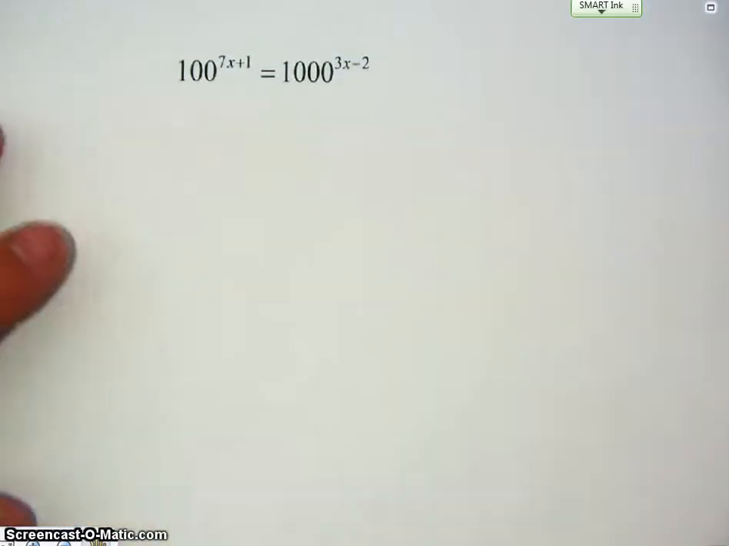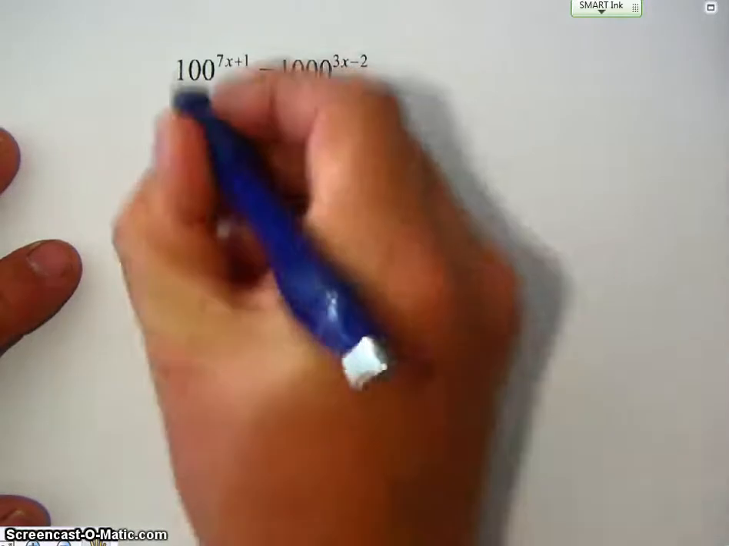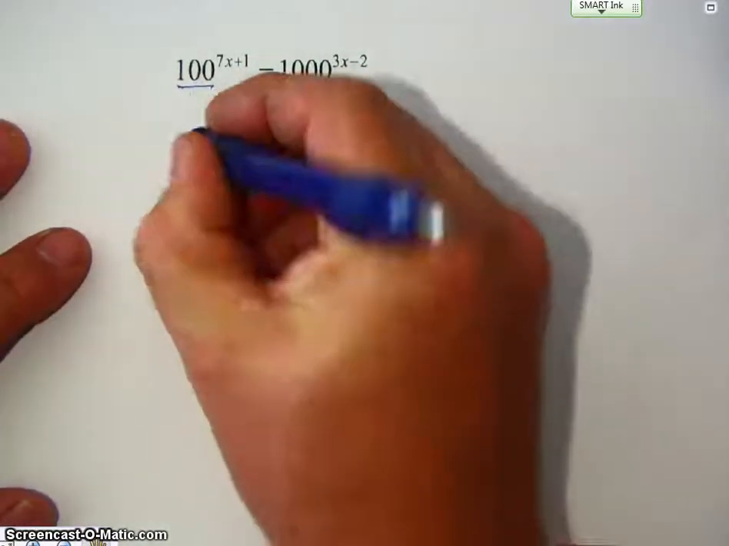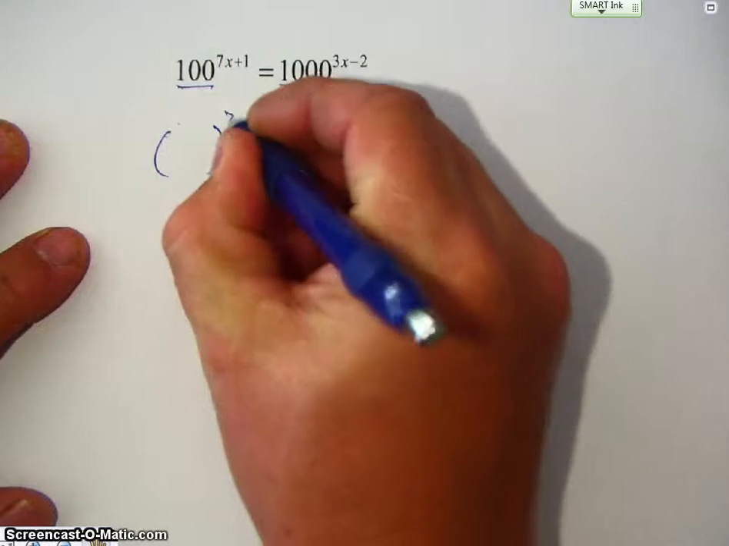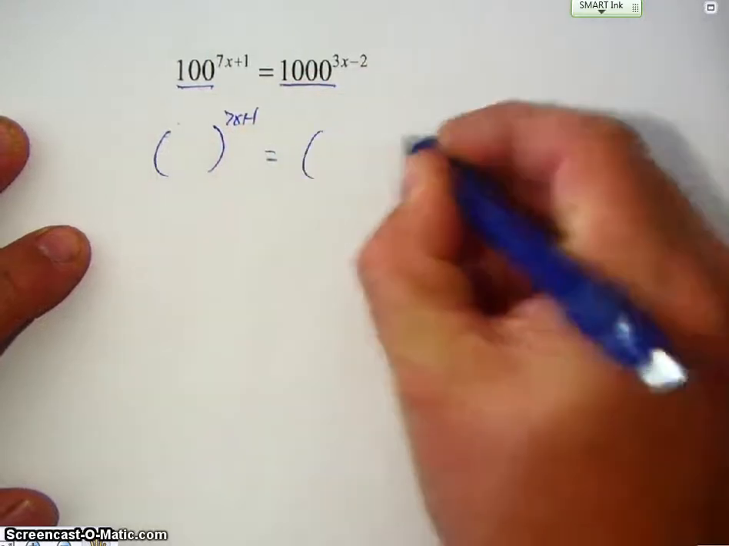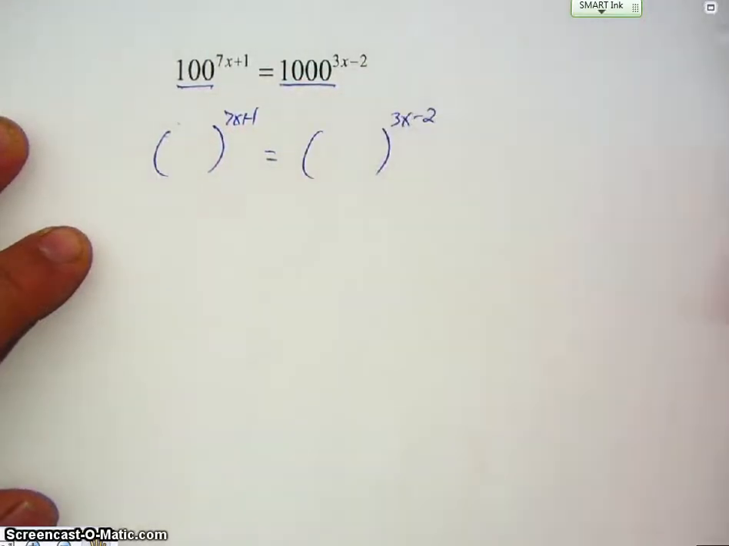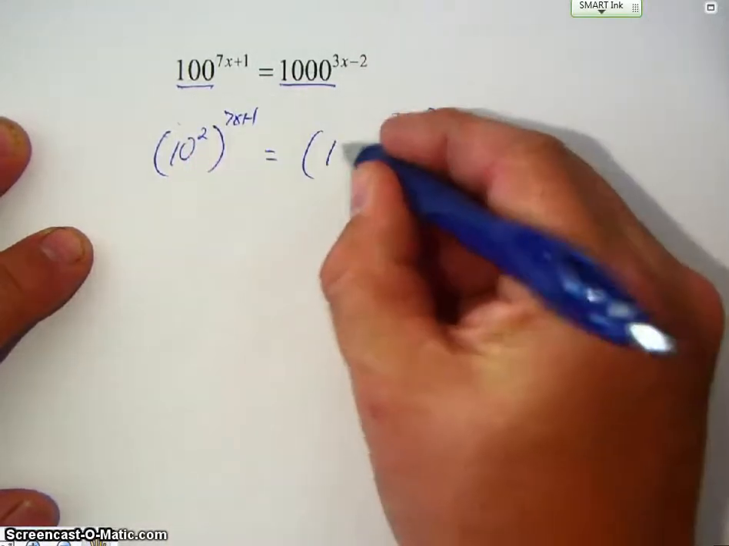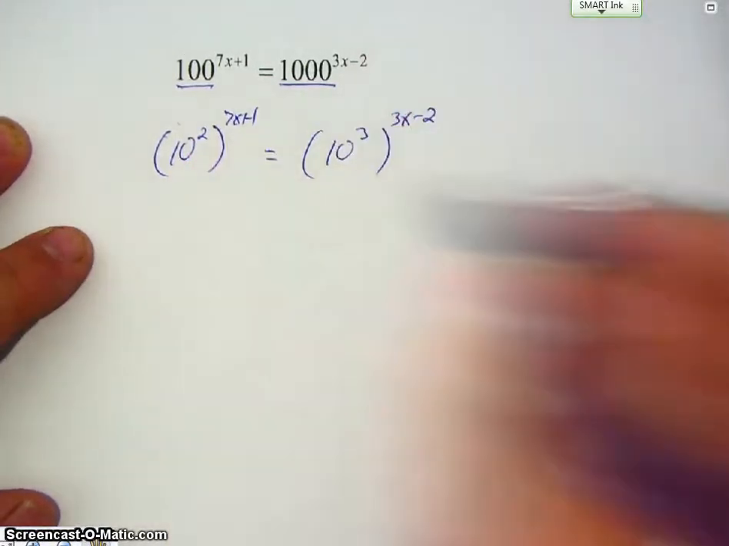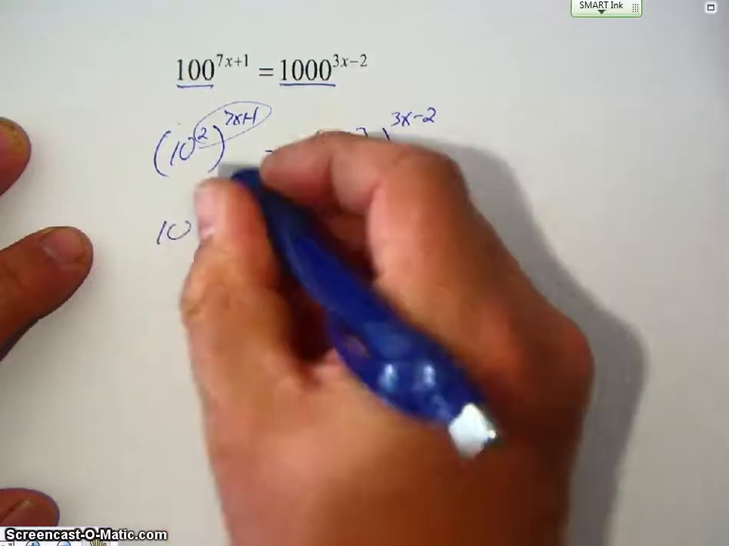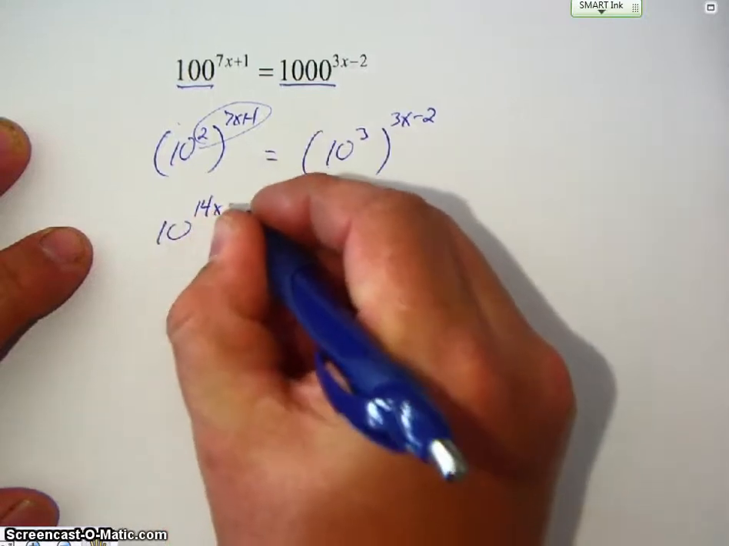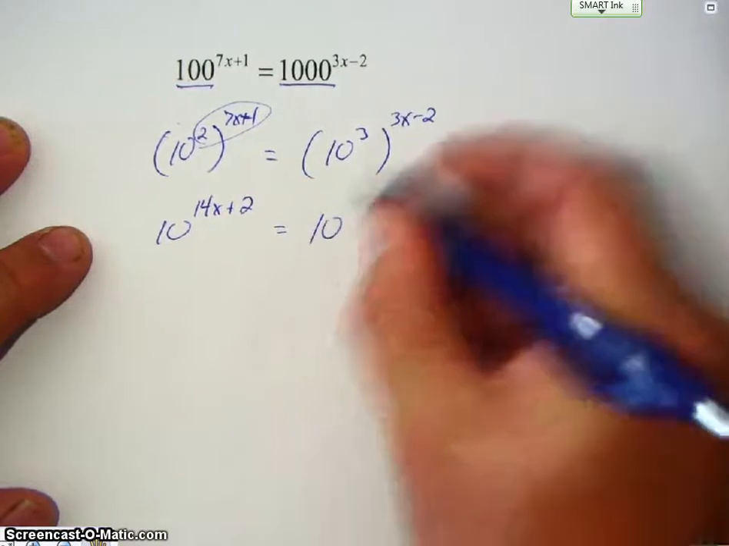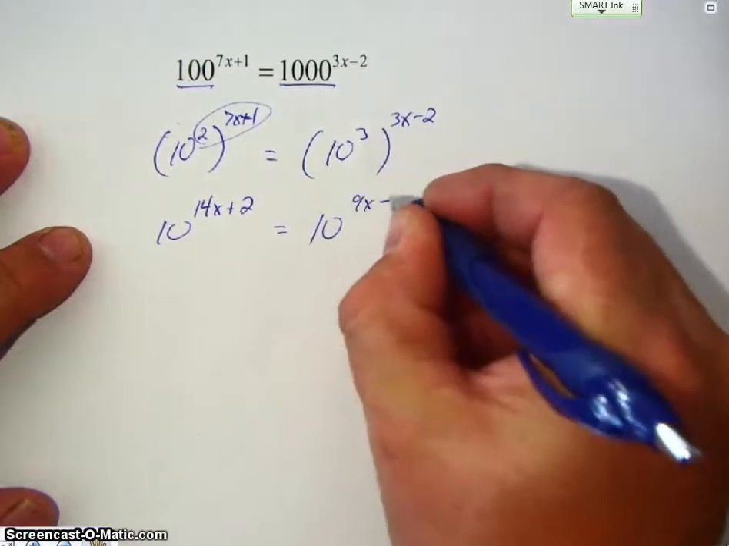These types of problems should be easy to recognize. All right, I can get those to the same base of 10. So I'm going to rewrite this this way. 100 is 10 squared, 1,000 is 10 cubed. So I'll multiply, and it's 10 to the 14x plus 2, and this is 10 to the 9x minus 6.